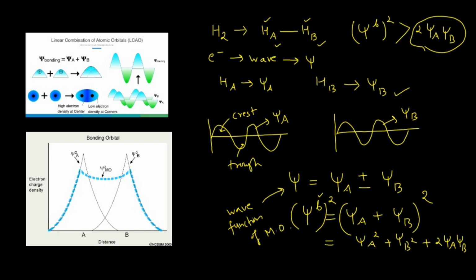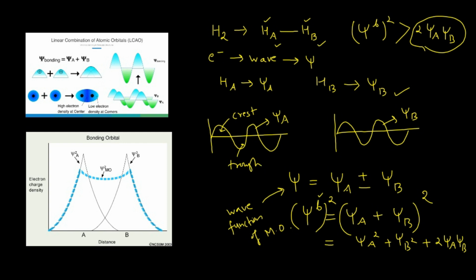Please remember this one, right? This term results from the overlap of the atomic orbitals. The larger the overlap of the atomic orbitals, the greater the charge density between the nuclei and the more stable the bond between the two atoms. It is very, very important to understand.